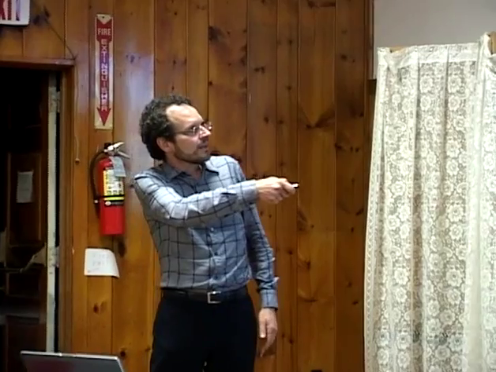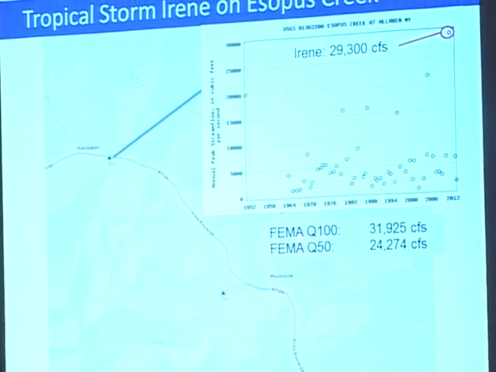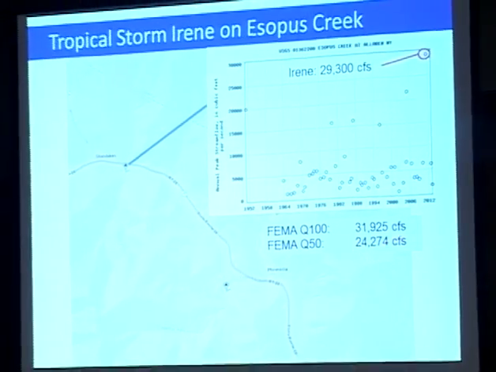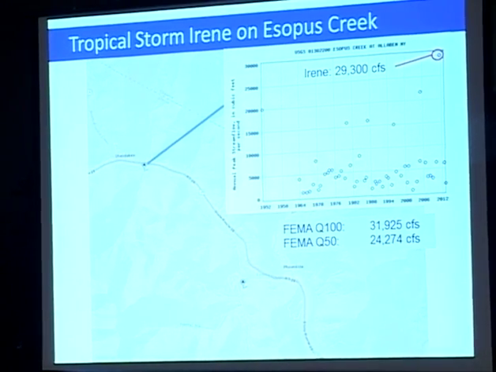Well, FEMA puts out numbers. They estimate a 100-year storm, a 50-year storm, and that means each year that storm has a 1 in 100 chance of occurring. And you can see this graph here. It shows peak flows for the various years going back to the 1950s. And there's Irene right there on Esopus Creek. It peaked at 29,300. And you see down here, that exceeds the 50-year storm. It doesn't quite hit the 100-year storm on Esopus Creek.